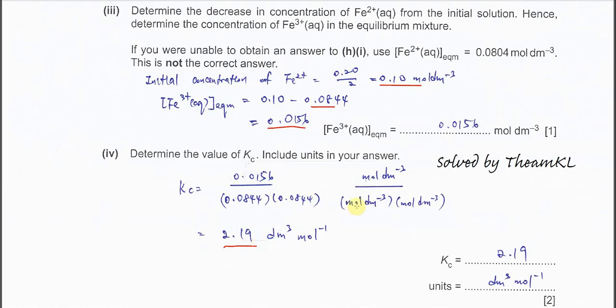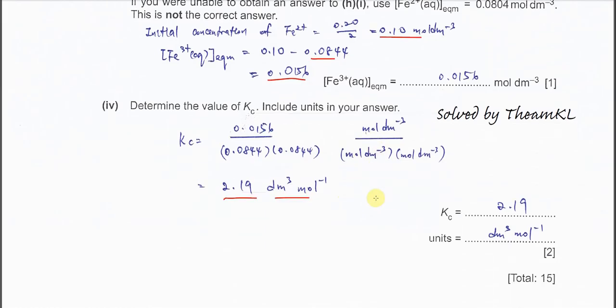You can get the units easily, just do the units cancellation. So you get dm cube per mole. That's all for this question. Thank you.